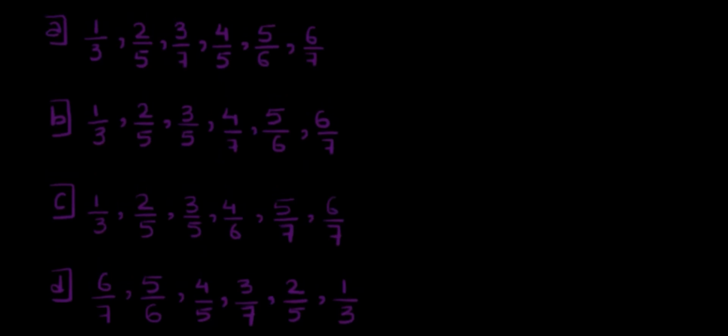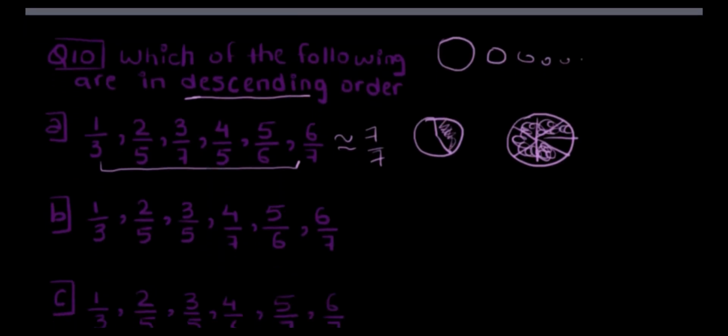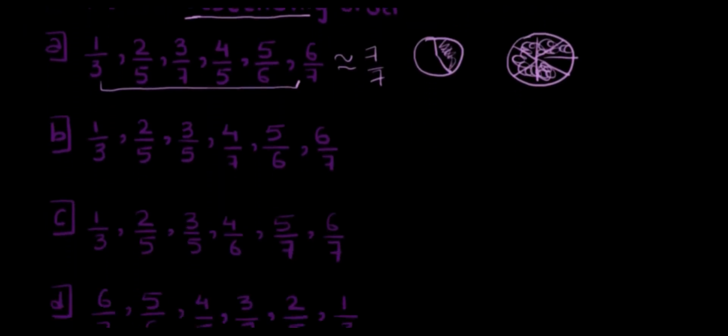If you take a look at the first one, give it a try before you look at my explanation, by the way. This is a third, and it goes all the way to becoming 6 over 7, which looks like almost a whole thing. 1/3, for example, would look like this. 6 over 7 is like this. Six parts are shaded, and just this is left over. So do you see how this is so small, and that's becoming bigger and bigger? Is that what we're supposed to do? No, we're supposed to go in descending order, so something big to something small. So that goes out the window.